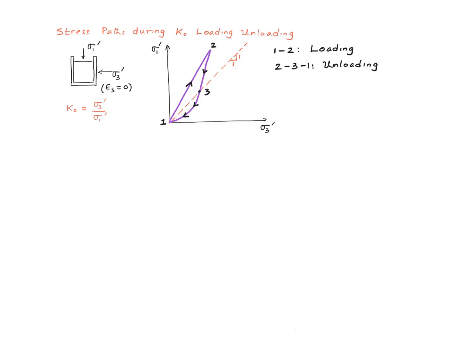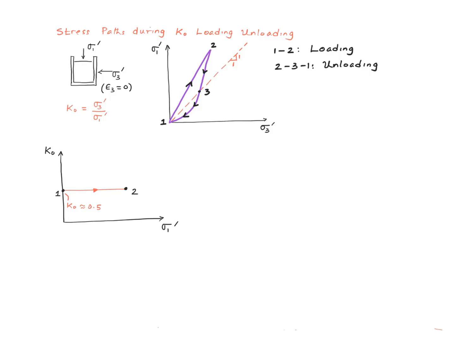So what do we see here? Well, we have a straight line from 1 to 2. That means the ratio between sigma 3 prime and sigma 1 prime is a constant during loading, and therefore K naught is a constant. So if I were to plot the variation of K naught with sigma 1 prime during loading, I'm basically going to get a horizontal straight line. So it's a horizontal line from point 1 to point 2. 1 represents this, 2 represents this. The value of the K naught during loading depends on the soil type. But if you're looking for a rough value that you can use, it's around 0.5.